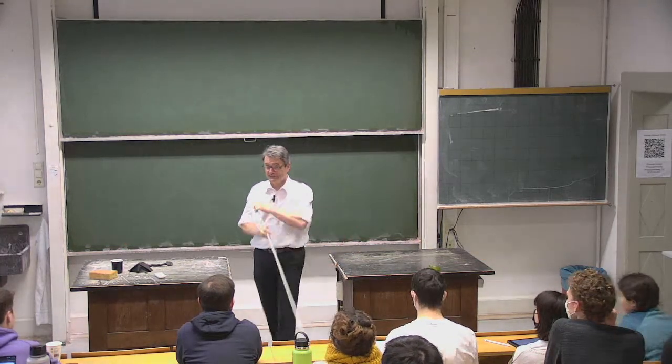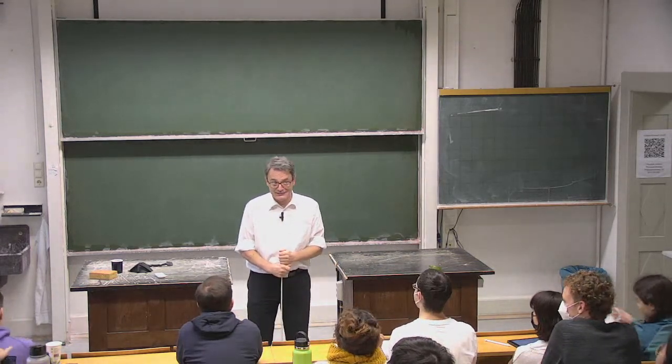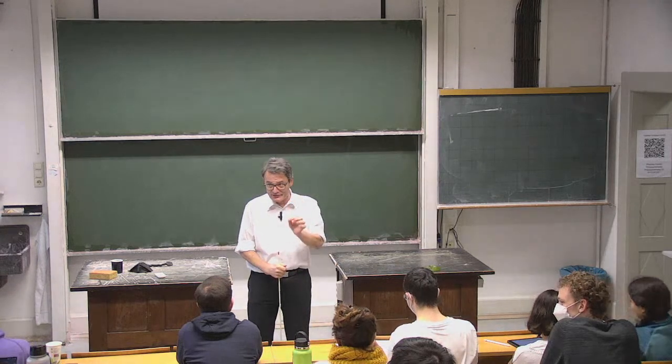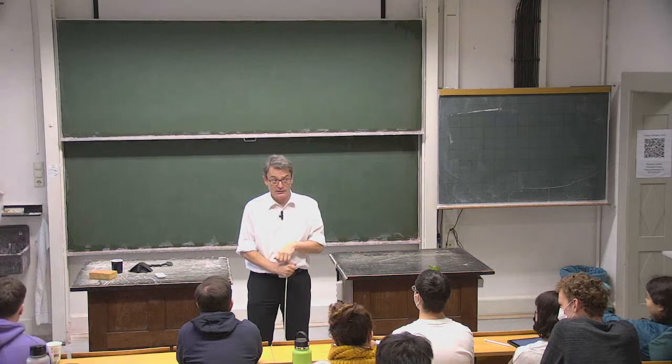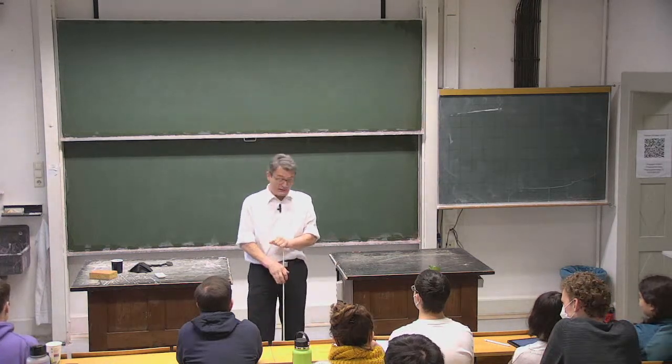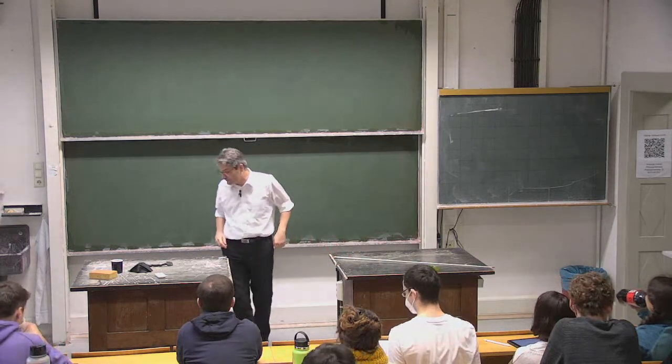So, let's begin. Or let's continue. Where were we? We had a generating functional. We had the initial conditions. We were about to work out the initial conditions. And let me briefly summarize approximately how far we were.